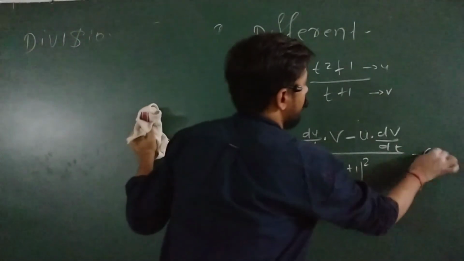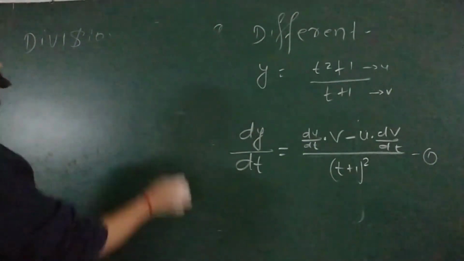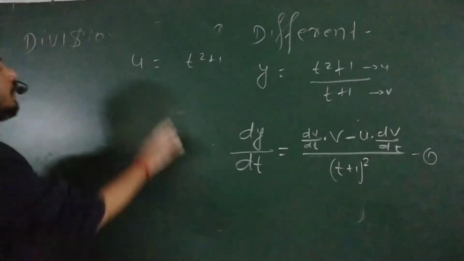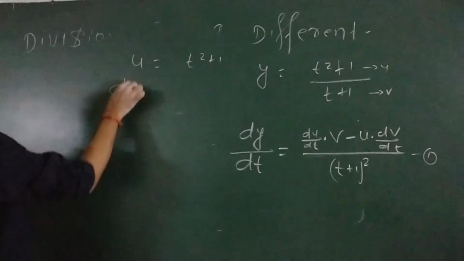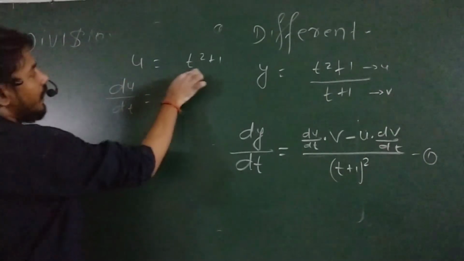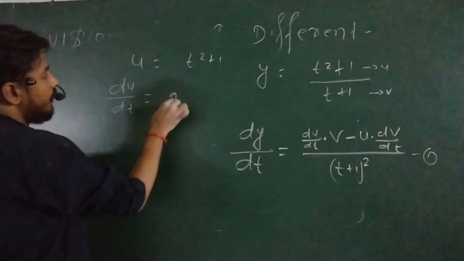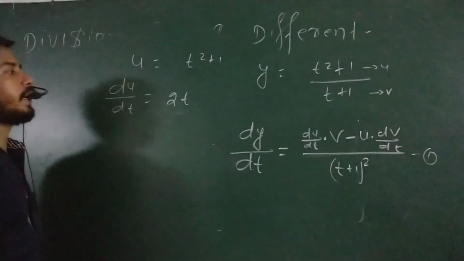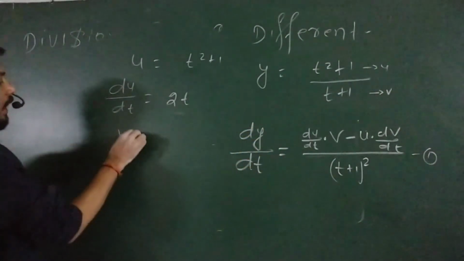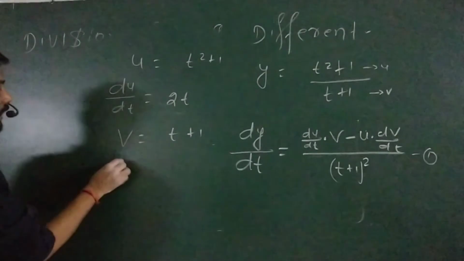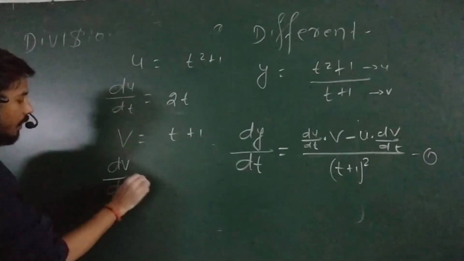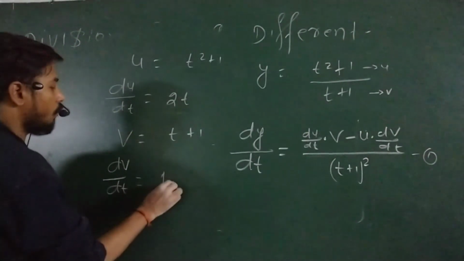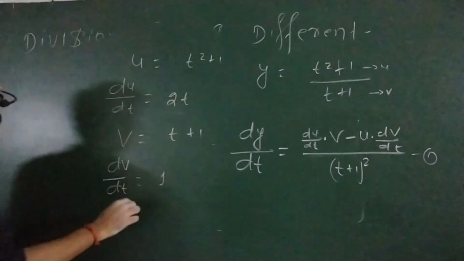Okay, first you have to calculate du by dt and dv by dt. So first of all, what is u? u is t square plus 1. So what is the differentiation, du by dt? We know this is like x square, it means t square, so its differentiation will be 2t, and this is 1, so its differentiation will be 0. Now what is v? v is t plus 1. So dv by dt is what? Take it fast. This is t, t is like x, differentiation of x is 1. So this is 1 and this is 0. So dv by dt is 1.